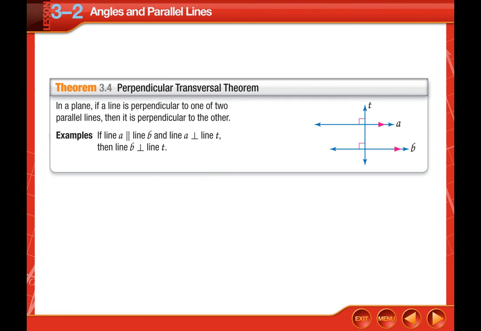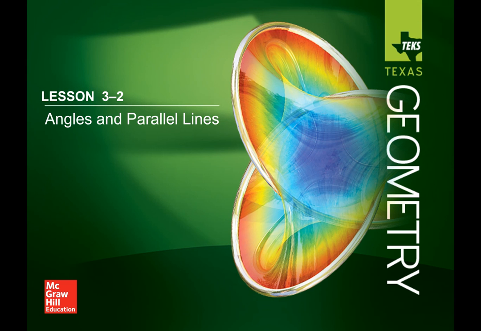Okay, perpendicular transversal theorem. If we have a transversal that is perpendicular to one of two parallel lines, then it is perpendicular to both. In this case, if line A is parallel to line B, and line A is perpendicular to the transversal T, then line B is also perpendicular to transversal T. And now you're ready for your homework.